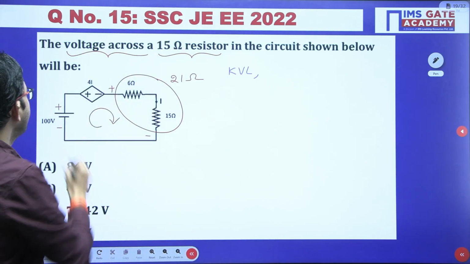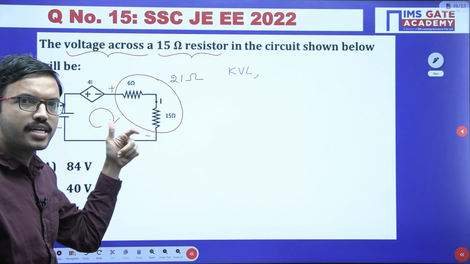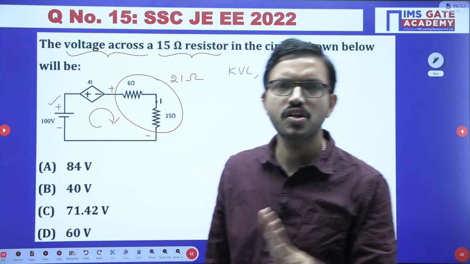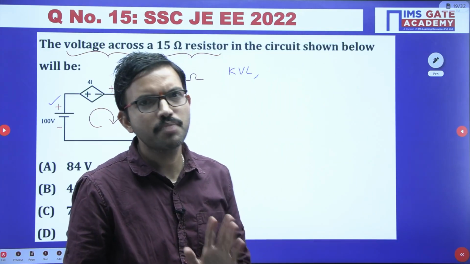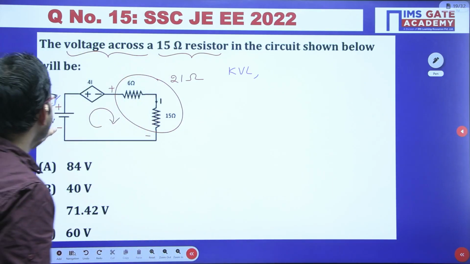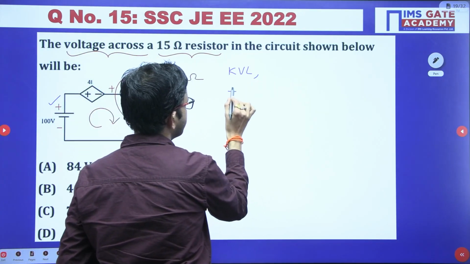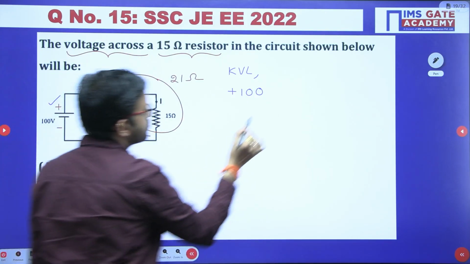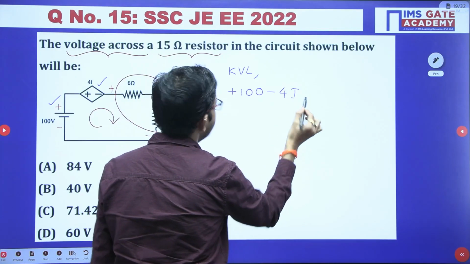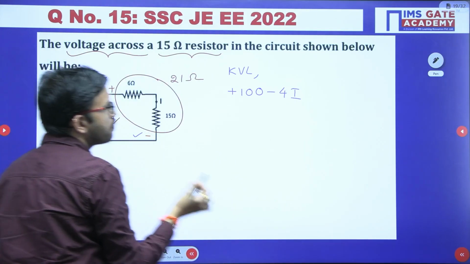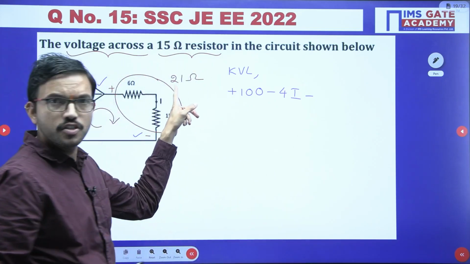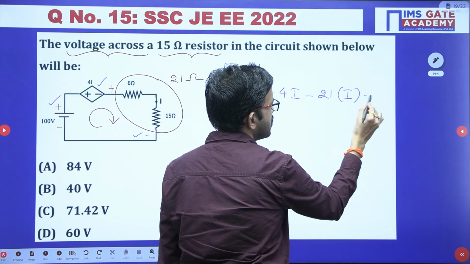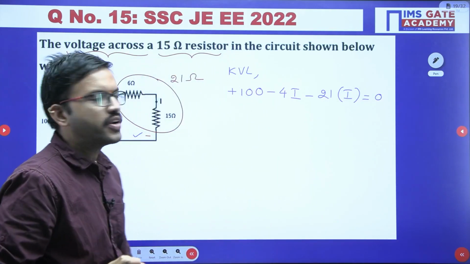Okay, minus to plus, just like the previous question, I am considering the second polarity. If you are convenient or accustomed with the starting polarity, accordingly you can proceed, no issue at all. Ultimately you are going to get the same answer. Minus to plus, plus 100, then plus to minus, minus 4i, then once again plus to minus, minus, here resistor value is 21 and the current flowing in it is I, is equal to 0.